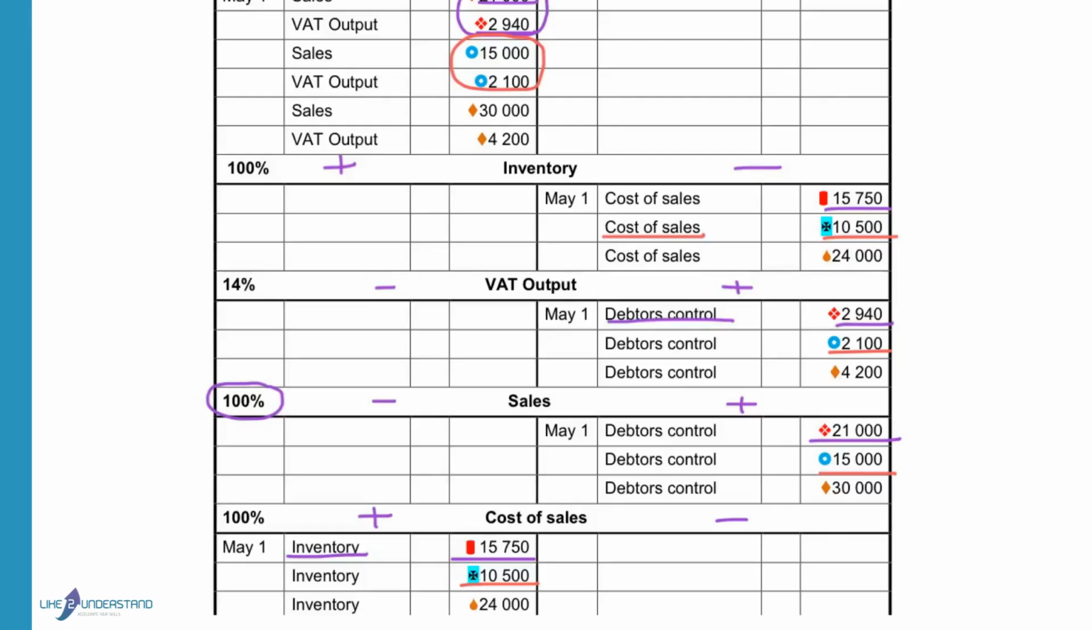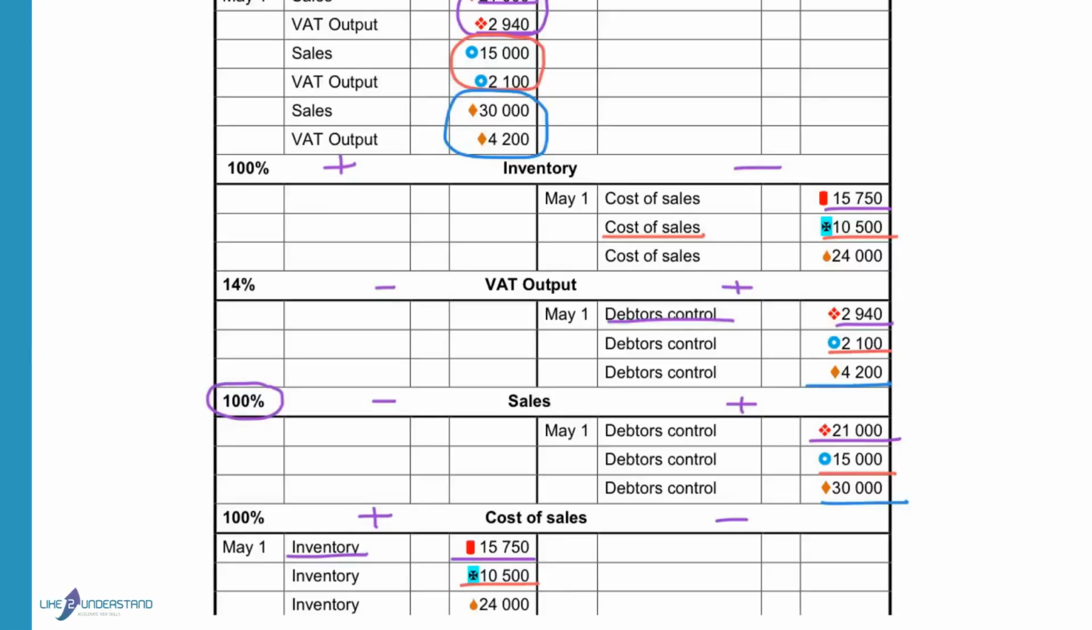The debtors control account will be increased on the credit side with the sales price and the VAT. The sales will increase the income with 30,000 excluding VAT, and VAT output will increase on the credit side with 4,200 that is owed to SARS.